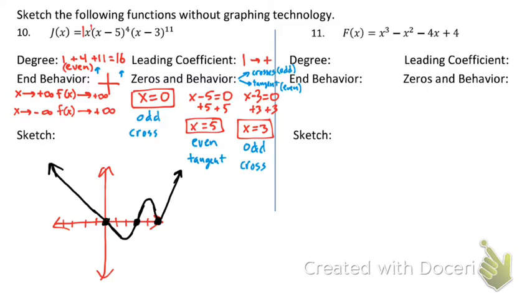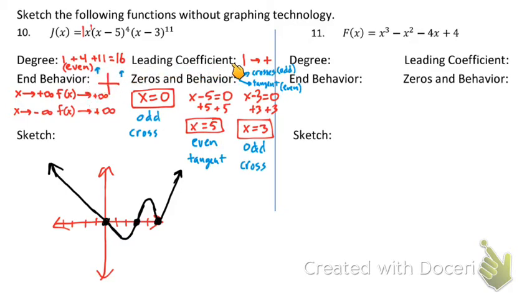Okay? And that's how you sketch the graph. All right? So summary real quick. We have to fill in this stuff. You should be comfortable finding degree and leading coefficient. Using the leading coefficient and degree, we should be able to sketch in the end behavior here.